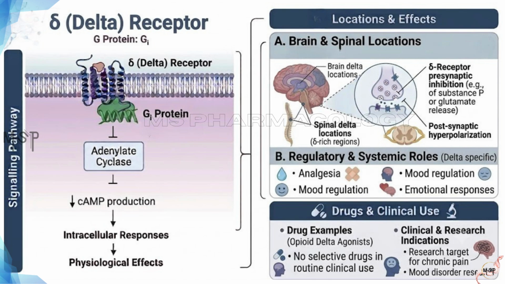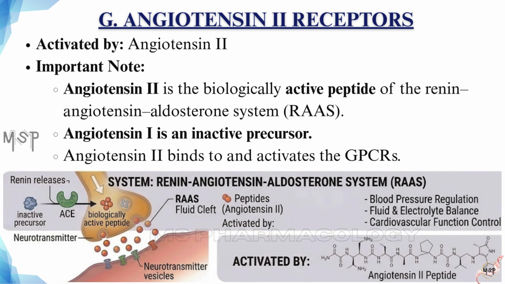Finally, we have the delta receptor. Delta receptors are likewise coupled to GI proteins and inhibit adenylyl cyclase, producing inhibitory neuronal effects. They are located primarily in the brain and spinal cord and contribute to analgesia, mood regulation, and emotional processing. Although no selective delta receptor agonists are currently used in routine clinical practice, these receptors continue to be investigated as promising therapeutic targets for chronic pain and mood disorders.